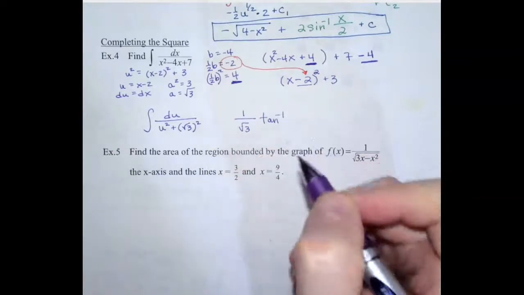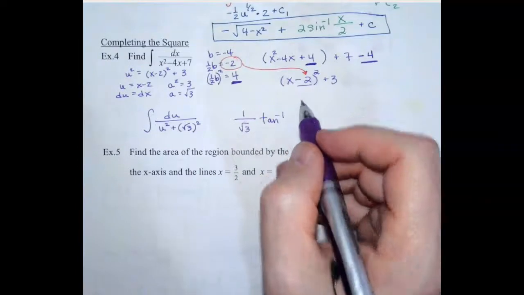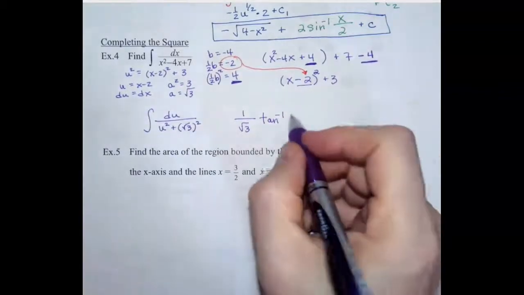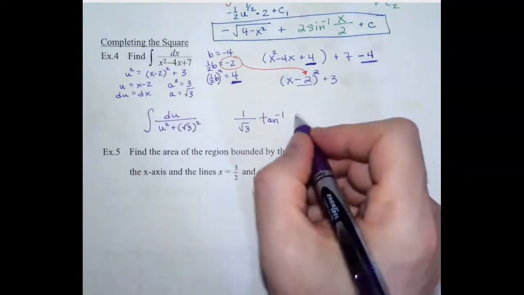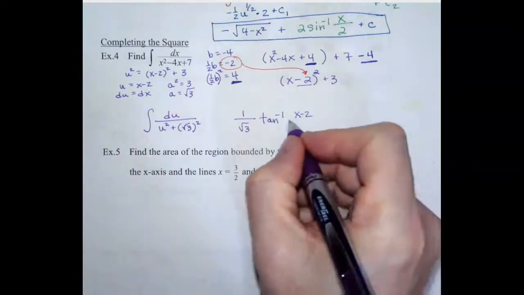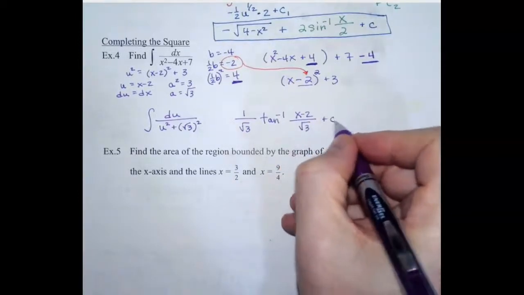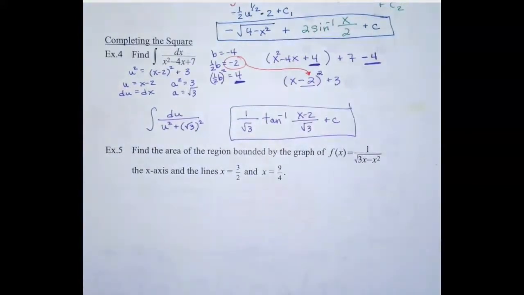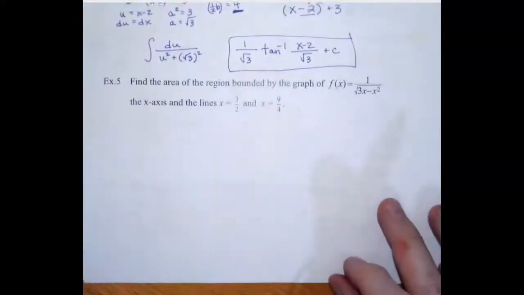And I'm probably going a little too fast here. You should probably be pausing this and trying to do something yourself. But tangent, does tangent have an absolute value? I don't remember. No, it doesn't. Just secant. So tangent, u was x minus 2, so we're going to have x minus 2 over root 3 plus c. Alright, we're jamming right along here. We're almost done. We just have one left.